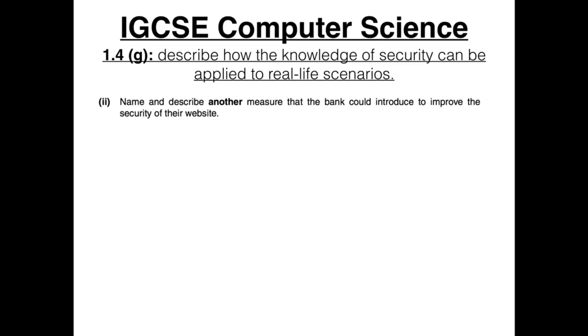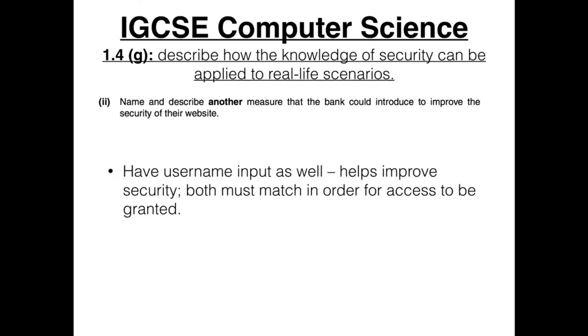Question 2: name and describe another method that the bank could introduce to improve the security of their website. If you remember what we just talked about, we could say a few things, more than a few things. We could say, have a username input as well to help improve security, so they both must match in order for access to be granted. We haven't looked at that in this video, but we looked at it in the authentication video. We looked at usernames as well. So that could be one of our answers.